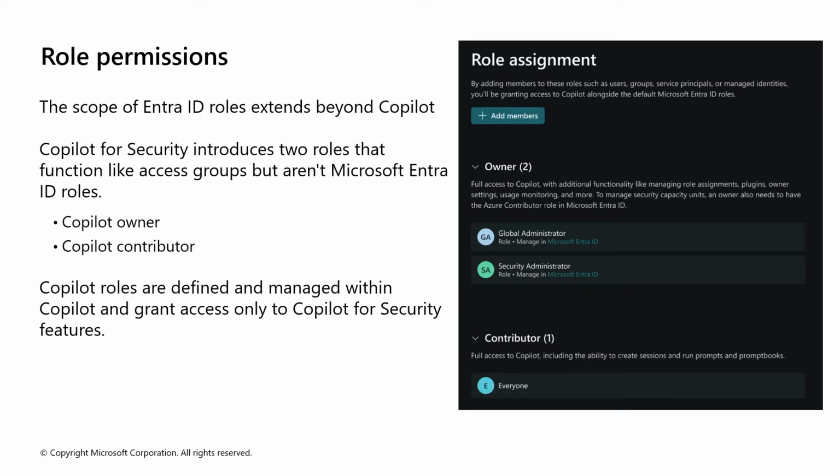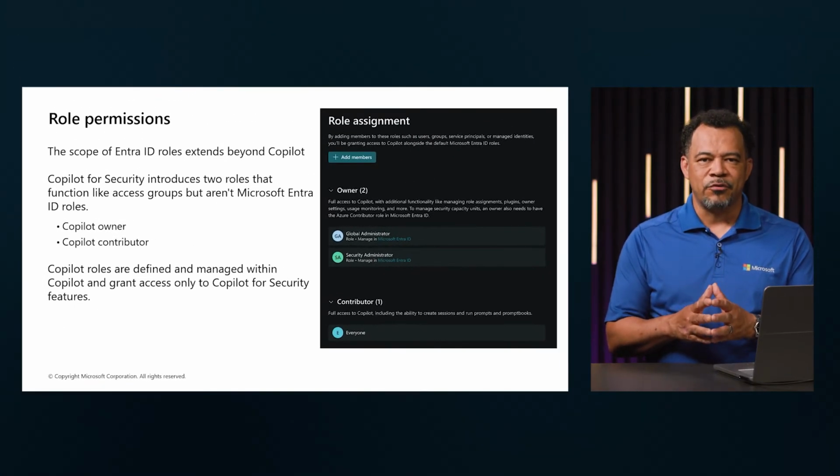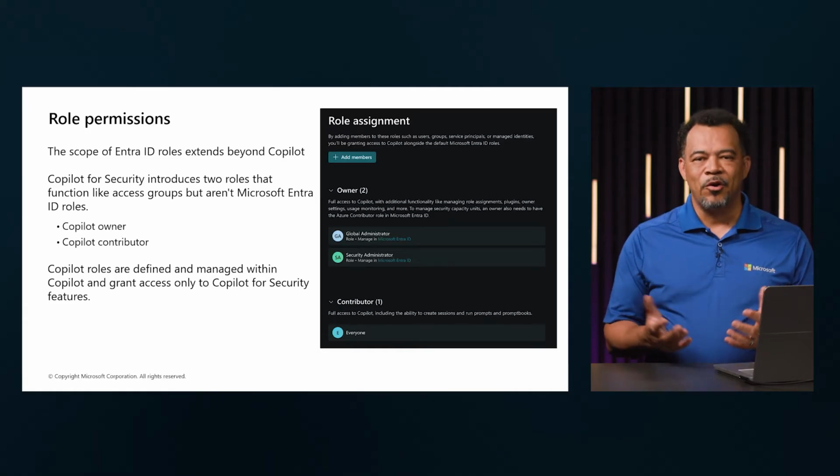Permissions can be assigned using Microsoft Entra ID roles or Copilot for Security roles. As a best practice, provide the least privileged role applicable for each user. The Microsoft Entra ID roles are Global Administrator, Security Administrator, Security Operator, and Security Reader. The scope of Microsoft Entra roles extends beyond Copilot.